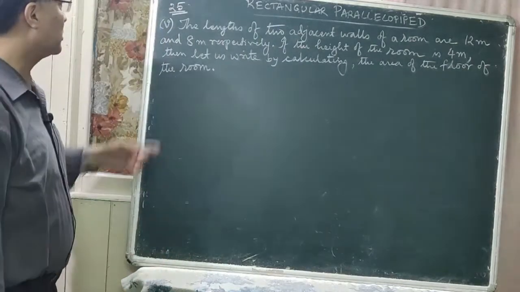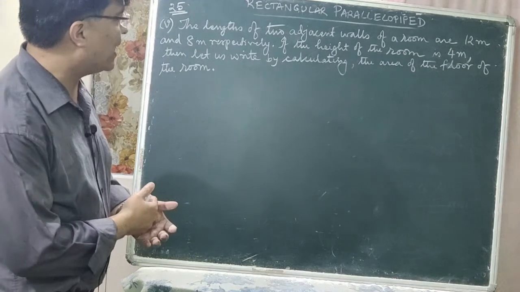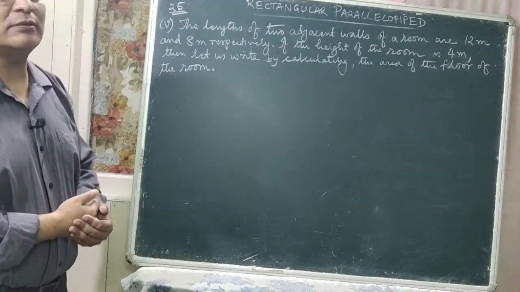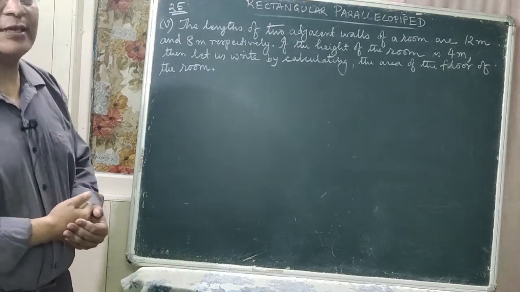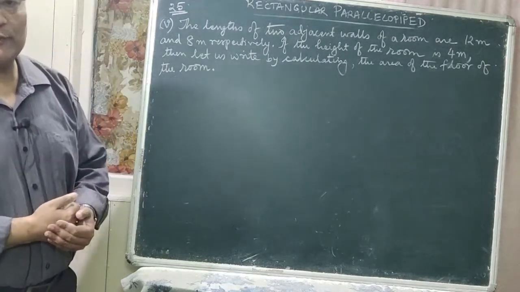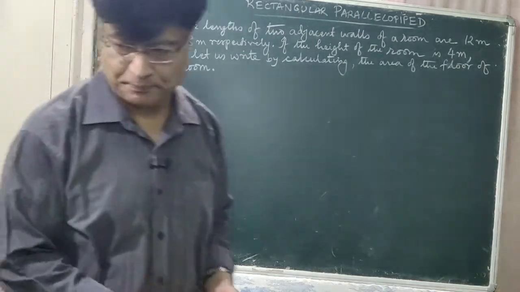So now we'll do the next question, that is number 5. The lengths of two adjacent walls of a room are 12 meter and 8 meter respectively. So what is meant by two adjacent walls? It is also given that the lengths of two adjacent walls of a room are 12 meter and 8 meter respectively.